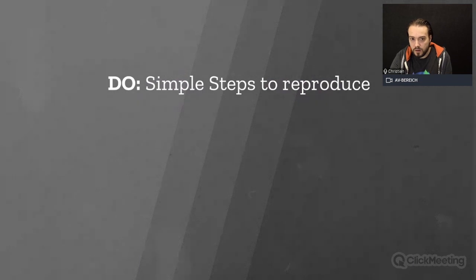So another thing to do is simple steps to reproduce. Make sure that all of your bugs are as simple to reproduce as possible. I know usually fuzzing requires more complex setups. You might have specific fuzzing builds, configurations, and things like that. Try to keep it as simple as possible. Provide all of the steps needed for the developer to reproduce something.